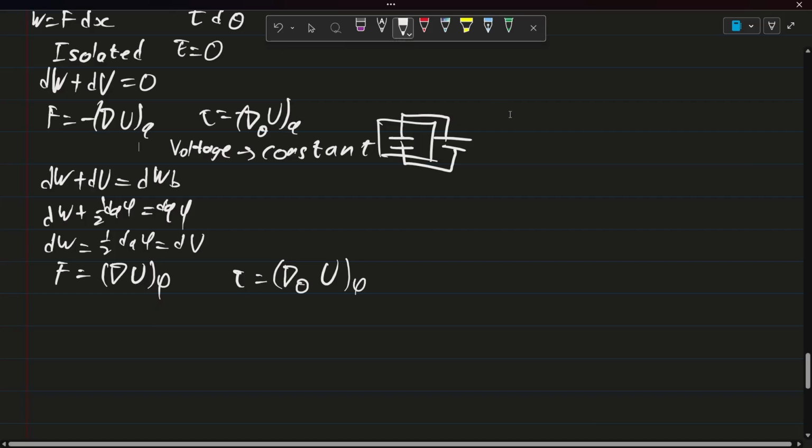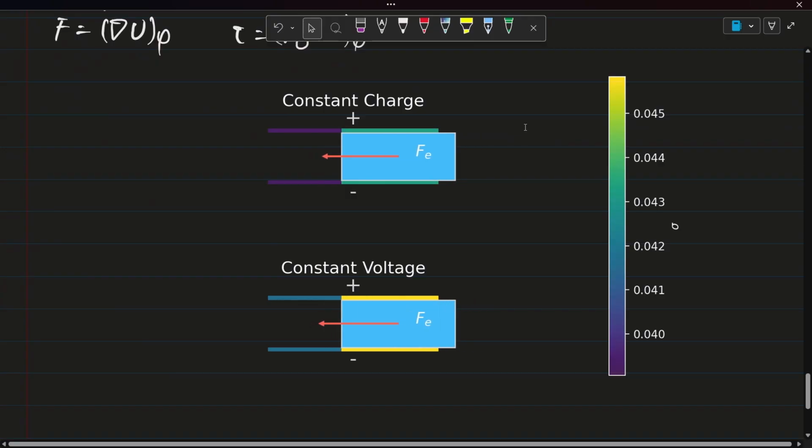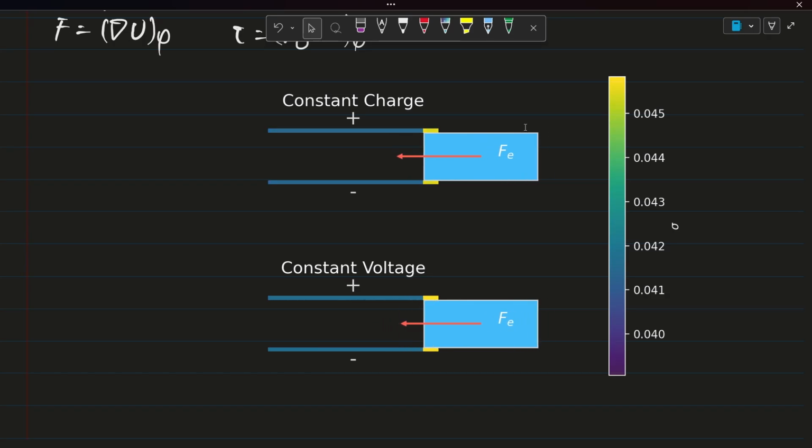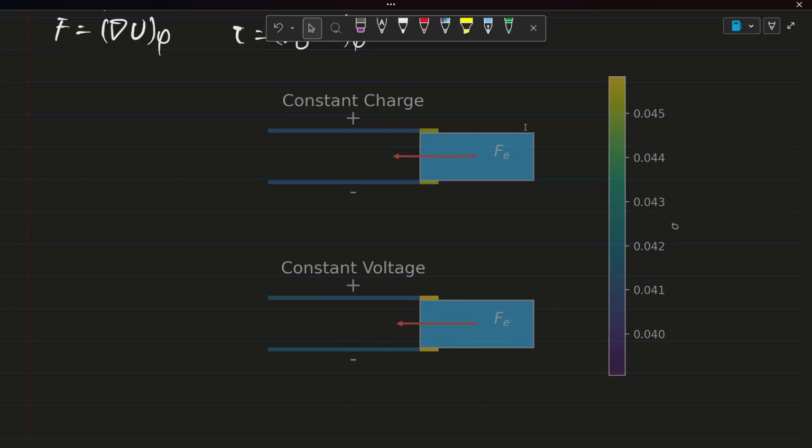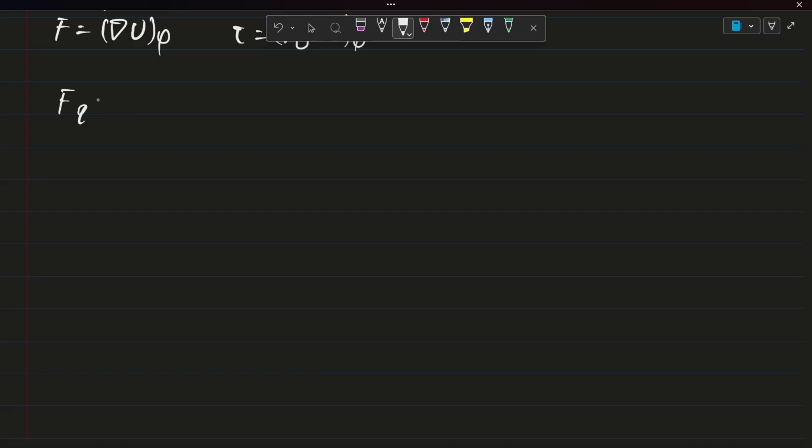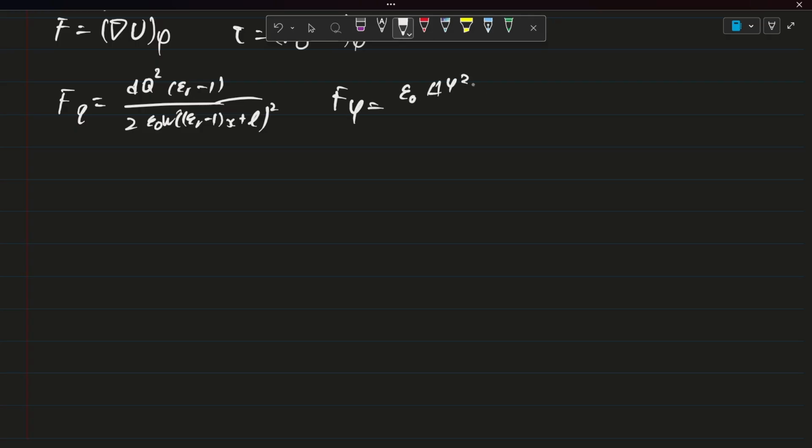So the following simulation here shows you the two different scenarios. One of them is with constant charge, the other one is with constant potential. So I won't derive the exact force again, but I will show you what we got for the forces. The one with the constant charge has dQ squared (epsilon r minus 1) divided by 2 epsilon 0 w of (epsilon r minus 1 times x plus L) everything squared, like so. And for the constant potential, this is epsilon 0 delta phi squared of the width, divided by the separation distance, multiplied by epsilon r minus 1.